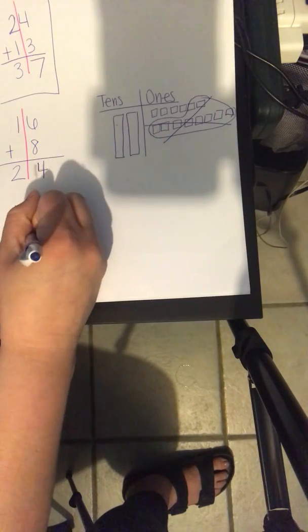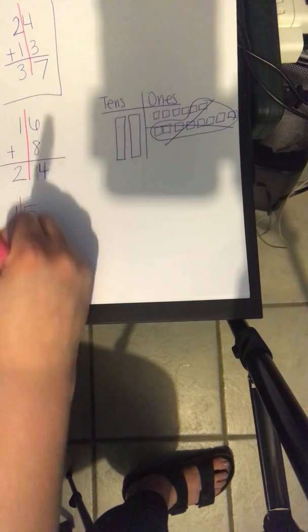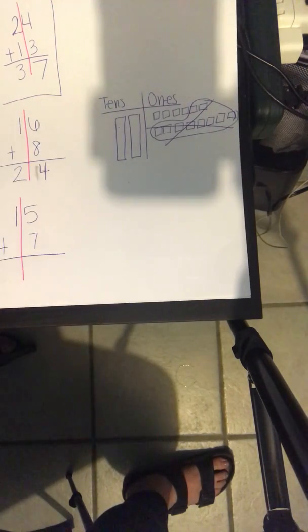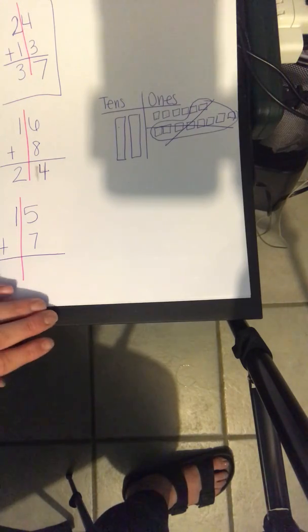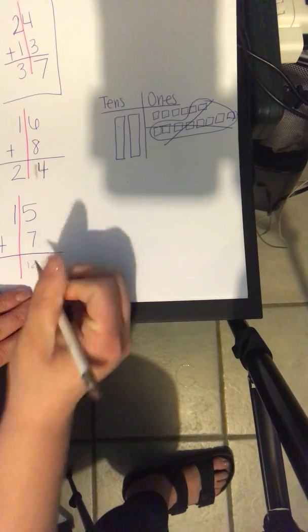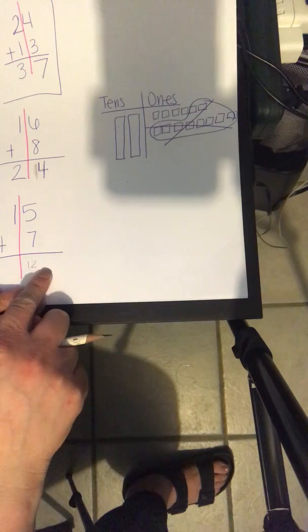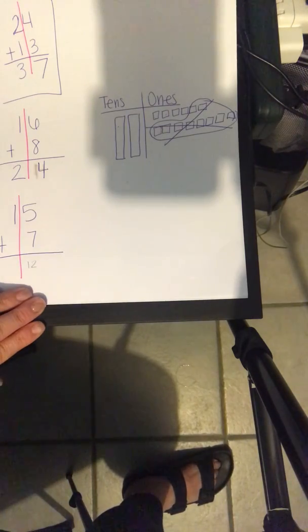Let's do 15 plus 7. Draw your line. 5 plus 7. Do that one for me. Okay, 5 plus 7 is 12. I'm going to write that with my pencil. Can I have 12 in the ones place? No. So I have to see if I can make a 10.